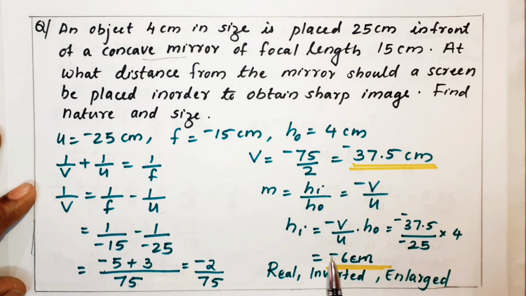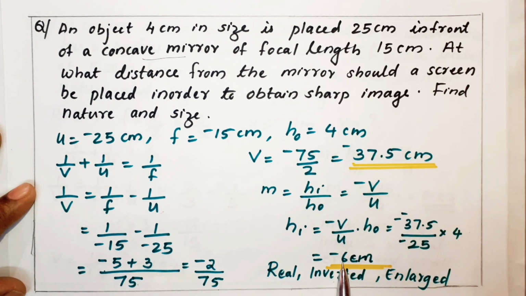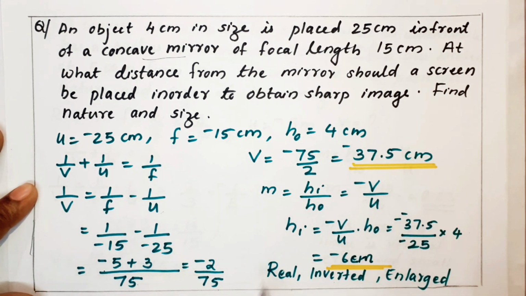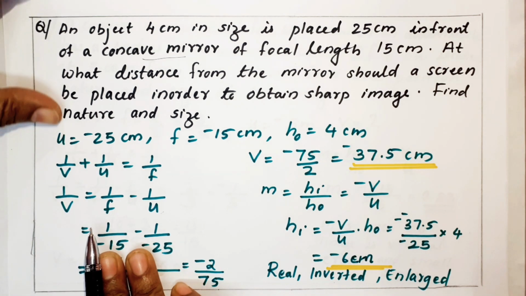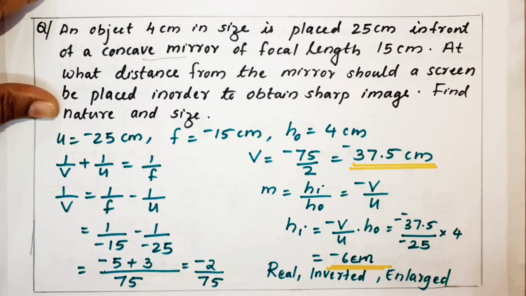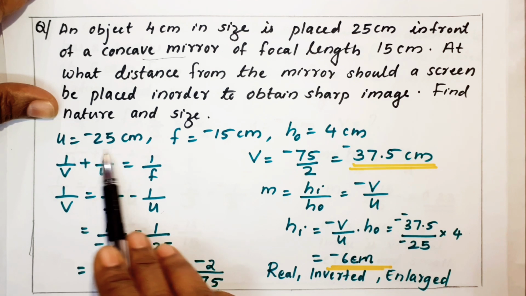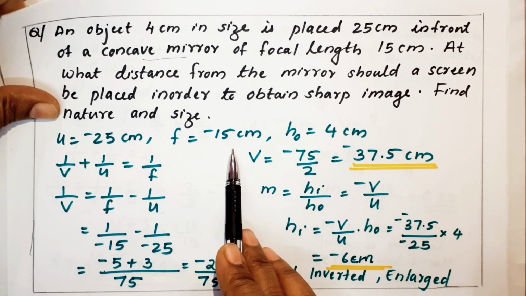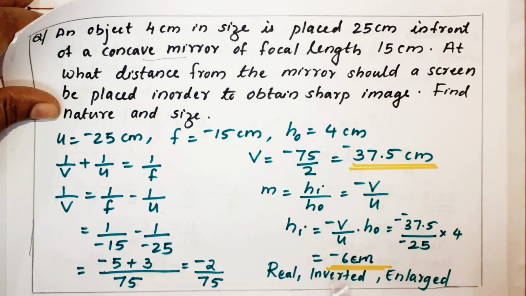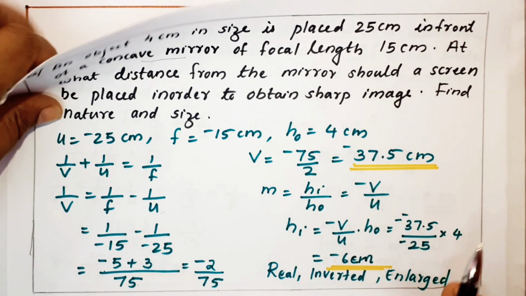As it is minus, we can tell it is inverted. And see the size here: object 4 centimeter, image 6 centimeter. So it is enlarged. Inverted, enlarged, and the image should be a real image for a concave mirror. So remember, for solving this question, you should know about the sign convention. U should be negative, F should be negative for a concave mirror. Then conclusion: if you are getting HI negative, what's the meaning? It is an inverted image.